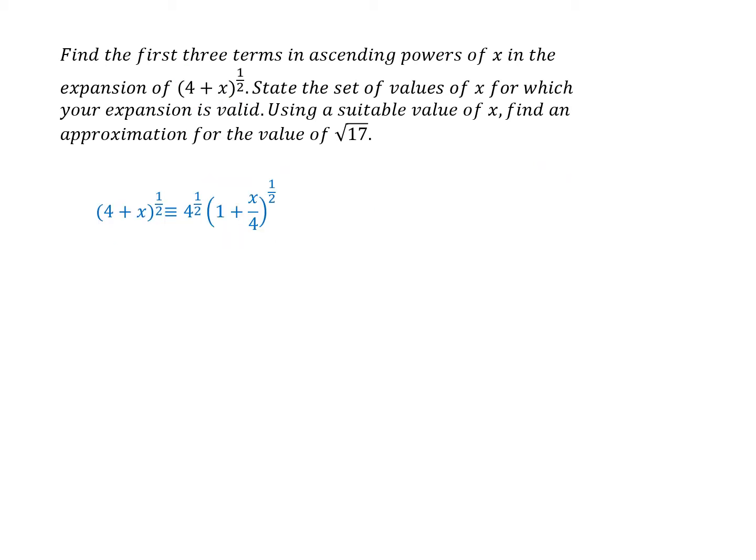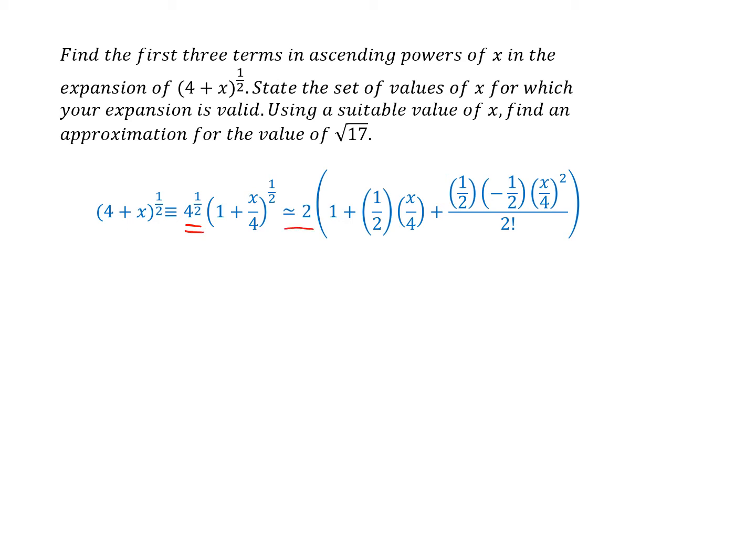we get 4 to the power of a half times 1 plus x over 4 to the power of a half. And now I can apply the binomial expansion formula to the bracket here. And not forgetting that when I do that, I'm then multiplying by 4 to the power of a half, which is 2. So there's my approximation when I tidy that all up.